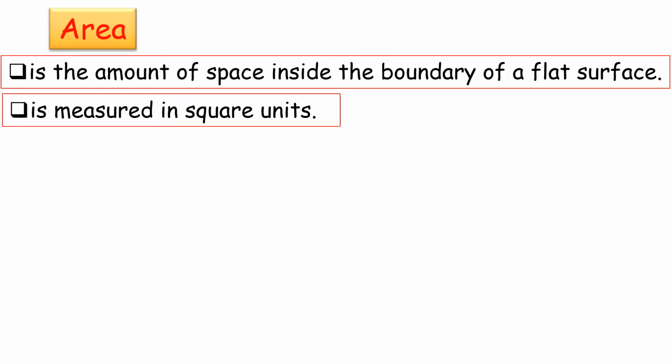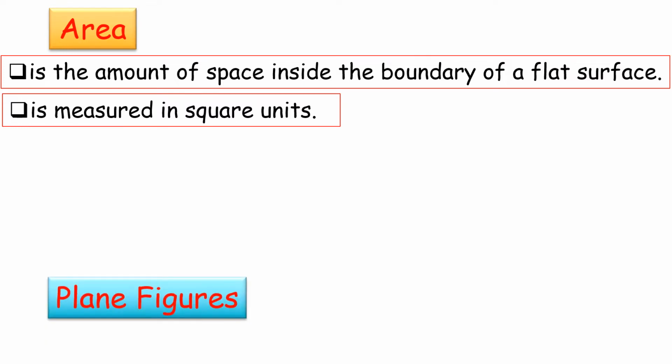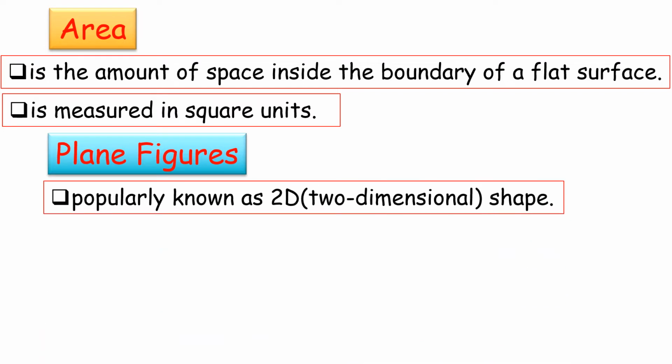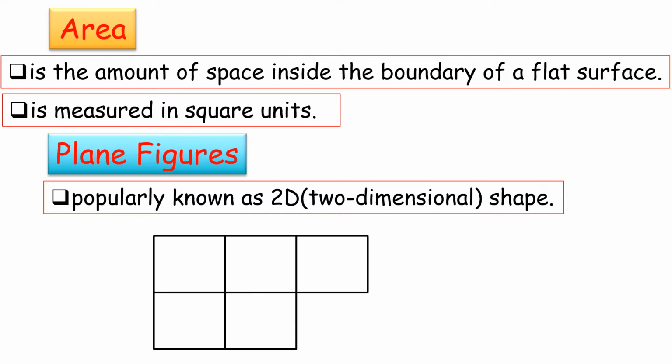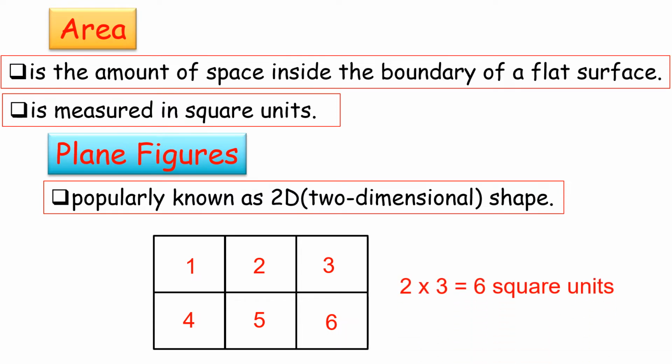So when we are talking of area, we are always dealing with a flat surface. Plane figures are popularly known as 2D or two-dimensional shapes. Supposing we have a rectangle here, and we count how many squares there are: 1, 2, 3, 4, 5, 6. Sometimes in a flat surface, there are a lot of squares, so instead of counting, we just multiply. It is 2 times 3, which is equal to 6 square units.